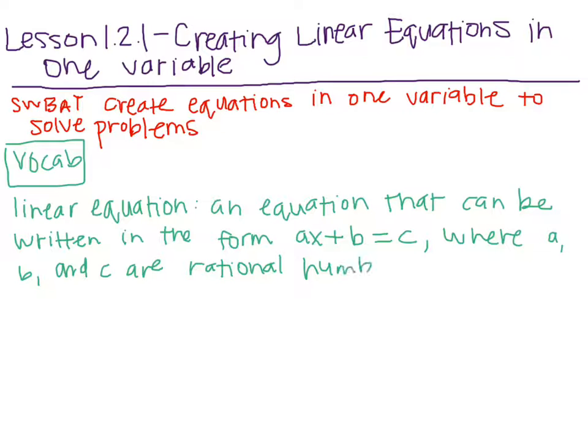Another way that you might have seen this in the past is y equals mx plus b. The point is that we have a term being multiplied by x, a constant, and then what it's equal to. So here we have a term being multiplied by x, a constant, and then over here what it's equal to. So that's our first word, linear equation.